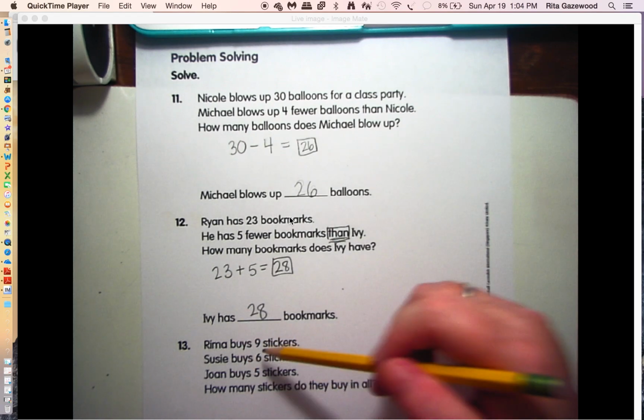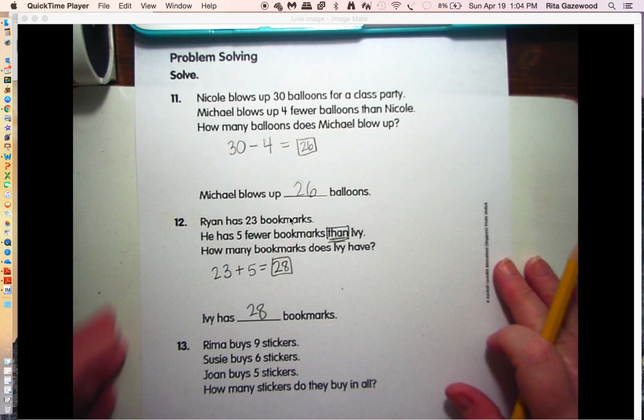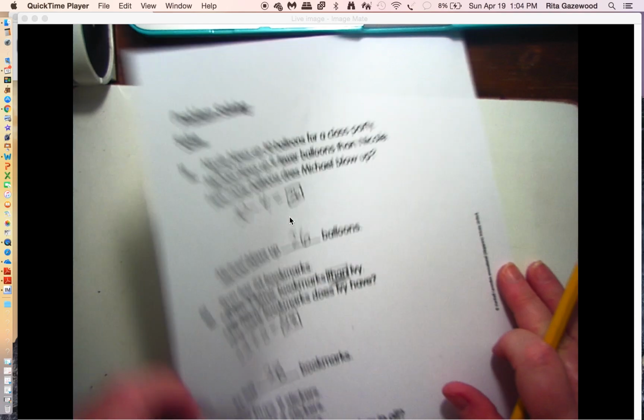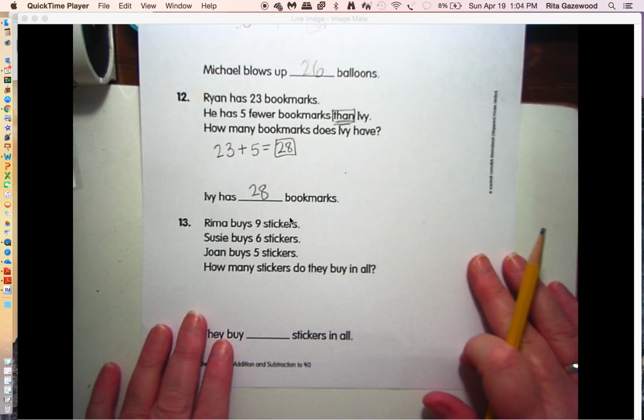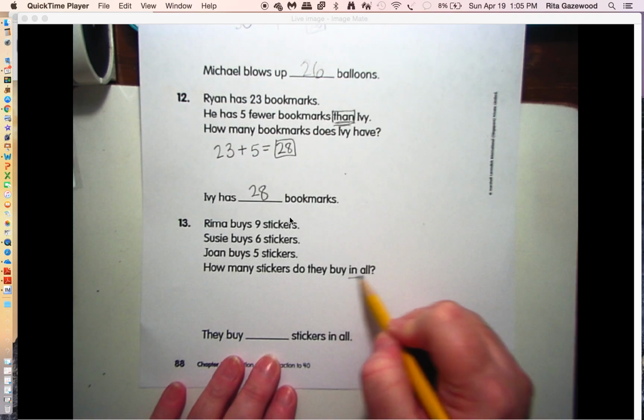Rima buys 9 stickers. Susie buys 6 stickers. Joan buys 5 stickers. How many stickers do they buy in all? Rima buys 9 stickers. Susie buys 6 stickers. And Joan buys 5 stickers. How many stickers do they buy in all? So are we adding or subtracting? That's right, we're adding because it's in all.